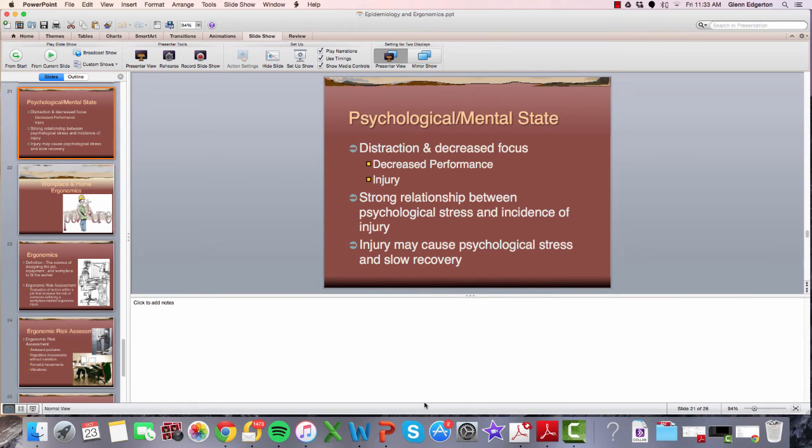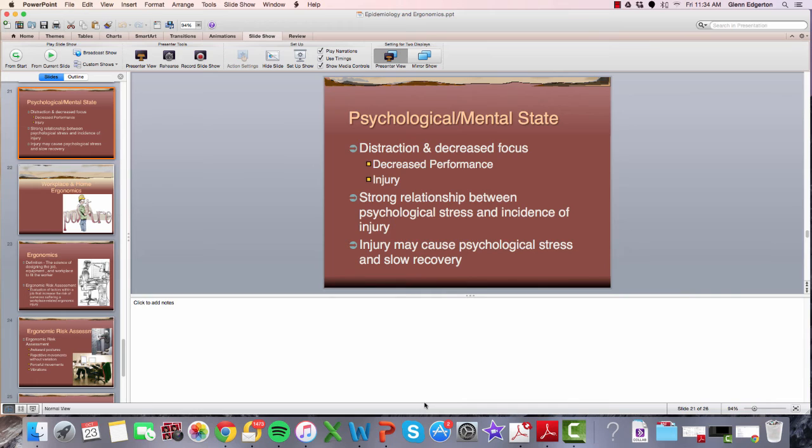As far as psychological and mental state, as an athlete becomes more distracted and has decreased focus, then performance is going to suffer. And you're also seeing injury rates increase. So there have been studies that are looking at athletes that are distracted and have decreased focus. What's happening to them? Well, if you're distracted and not focusing very well, your performance is going to be hindered, and you're going to have an increased injury rate.